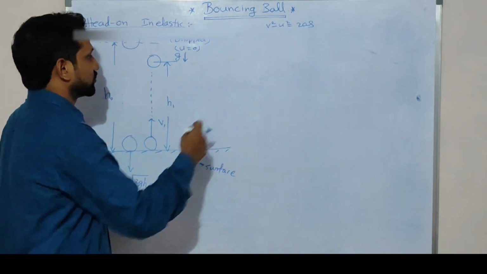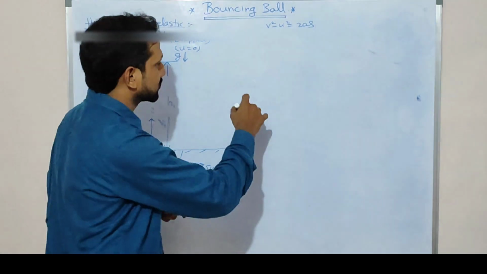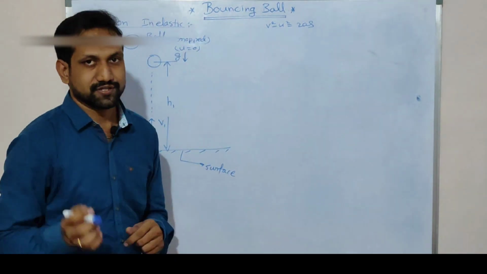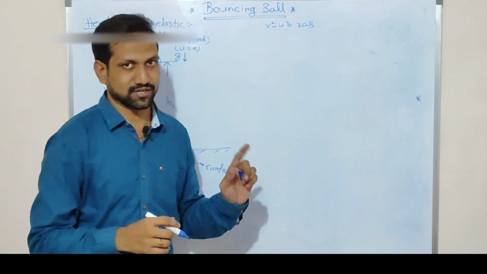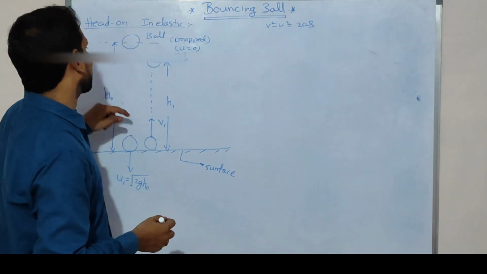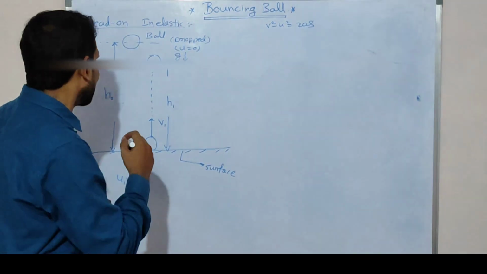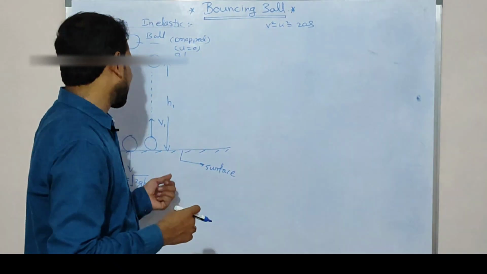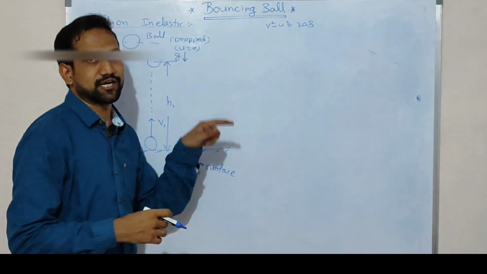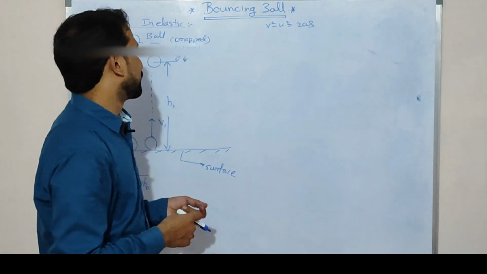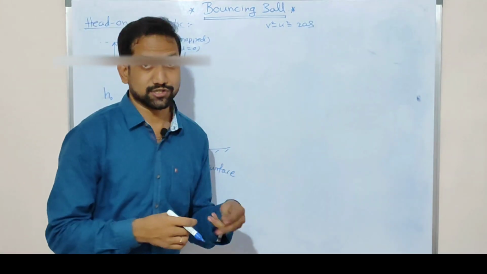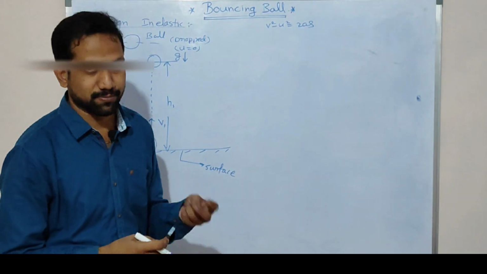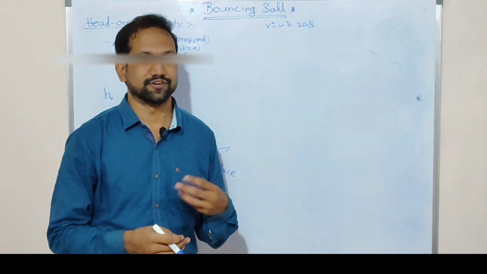Like that it will continue to bounce some number of times, and finally it will come to rest if it is an inelastic collision. If it is an elastic collision, it will never come to rest, it will keep on oscillating with the same height h naught. Here our intention is to find out, after n times bouncing, how much height it will go, or after how much time it will come to rest. Within that journey, we can find the displacement, distance, time taken, and also average velocity and average speed.